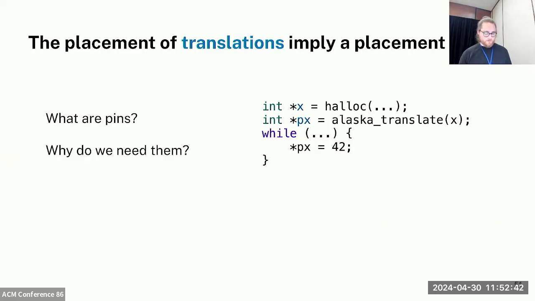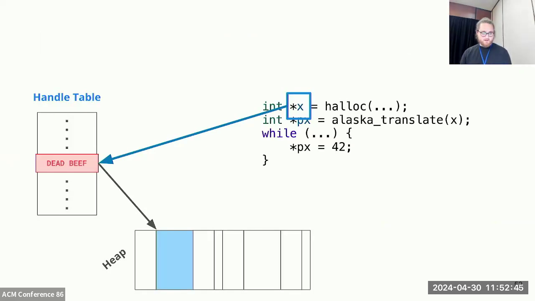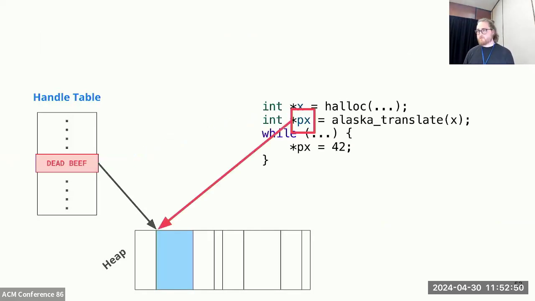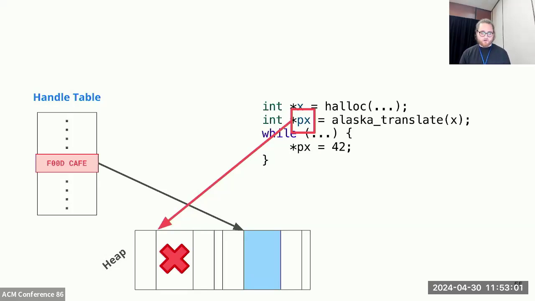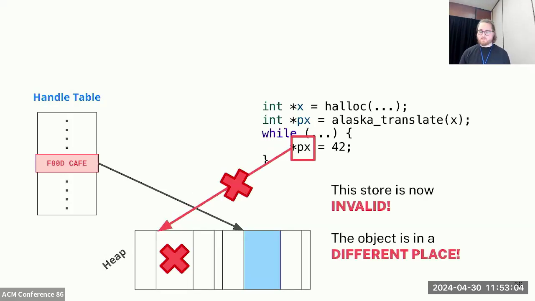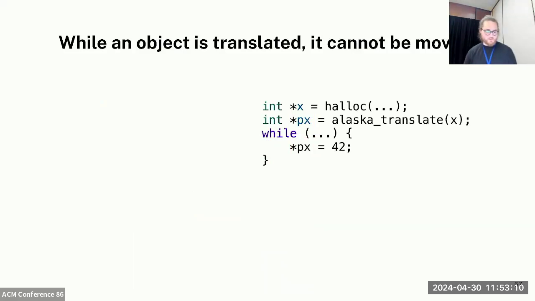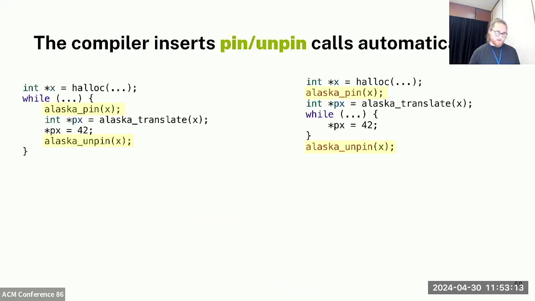So what I'll do is really quick, motivate this concretely. Let's say you have a handle X here, which points off into a handle table. You perform the translation, which gives you a pointer directly to the heap. Let's say then the runtime, in between this line of code and the while loop, decides it wants to move that handle to this new location. Well, now PX is an invalid pointer to an invalid location in the heap. And this is probably going to crash your program. Maybe. That's the worst part. So while an object is translated, it can't be moved. And so the compiler basically uses pretty simple liveness analysis on the translation itself to place these pins at an optimal location.